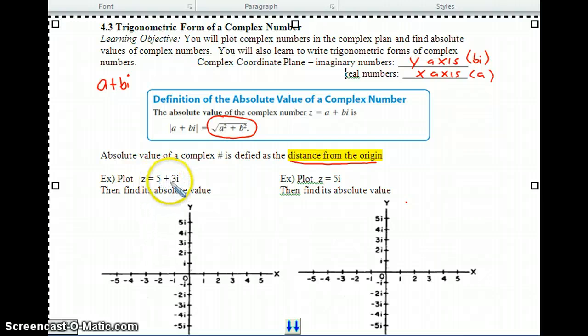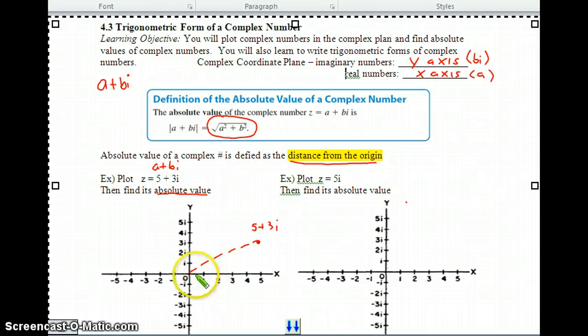So if I ask you to plot this complex number, you would go over 5, and you would go up 3i. Again, this is just in the form a plus bi. So my a was 5, and my b was 3. So this is the coordinate point 5 plus 3i. If I asked you to find the absolute value of this point, I'm asking you to find the distance that the point is away from the origin.